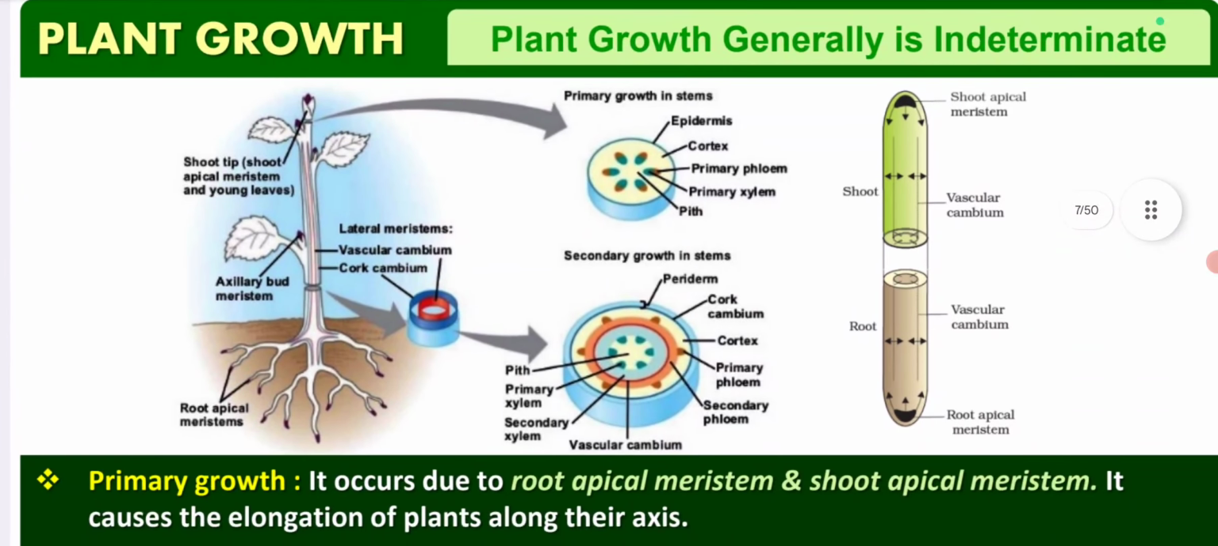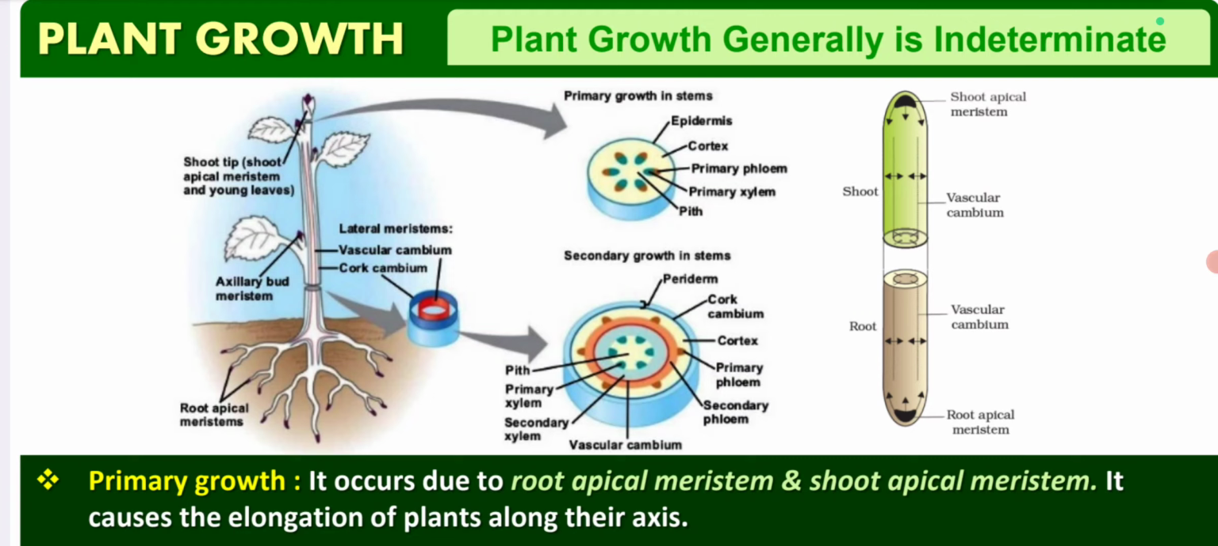Here you can see the diagram where different types of meristems are present. As you can see, shoot apical meristem present in the shoot tip of young leaves, and lateral meristem, vascular cambium, cork cambium, axillary bud meristem, root apical meristem, and primary growth in stem that has epidermis, cortex, primary phloem, primary xylem, pith. Secondary growth in stem which has, you can see, periderm, cork cambium, cortex, primary phloem, secondary phloem, vascular cambium, pith, primary xylem, secondary xylem. And this is the diagram. It is also in your NCERT.